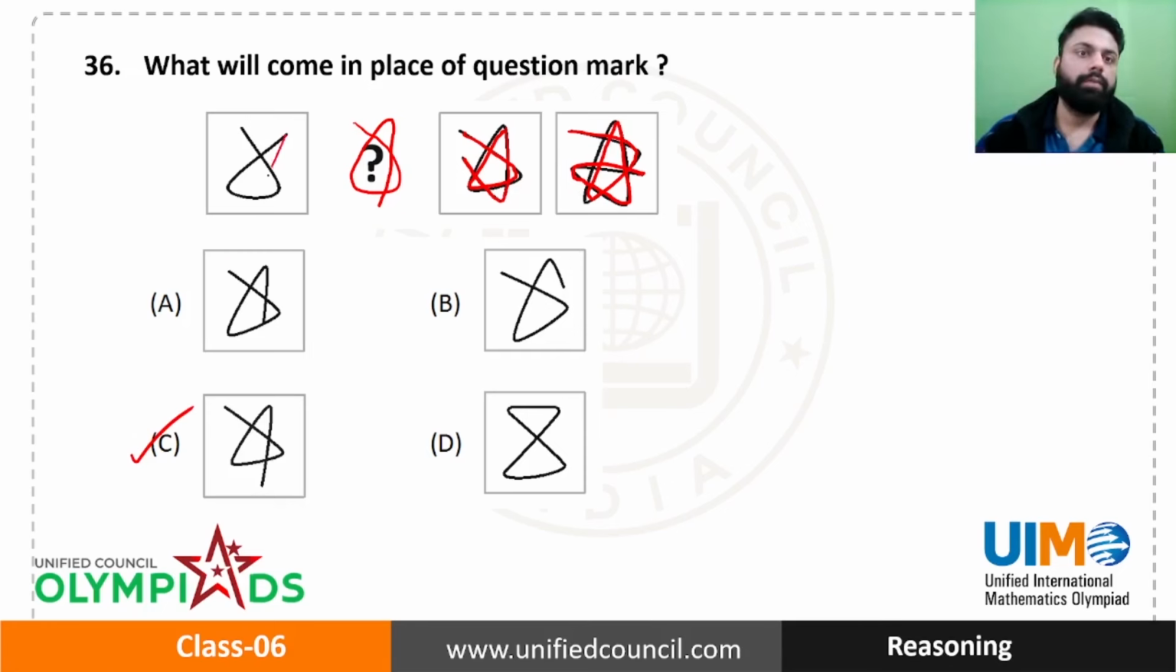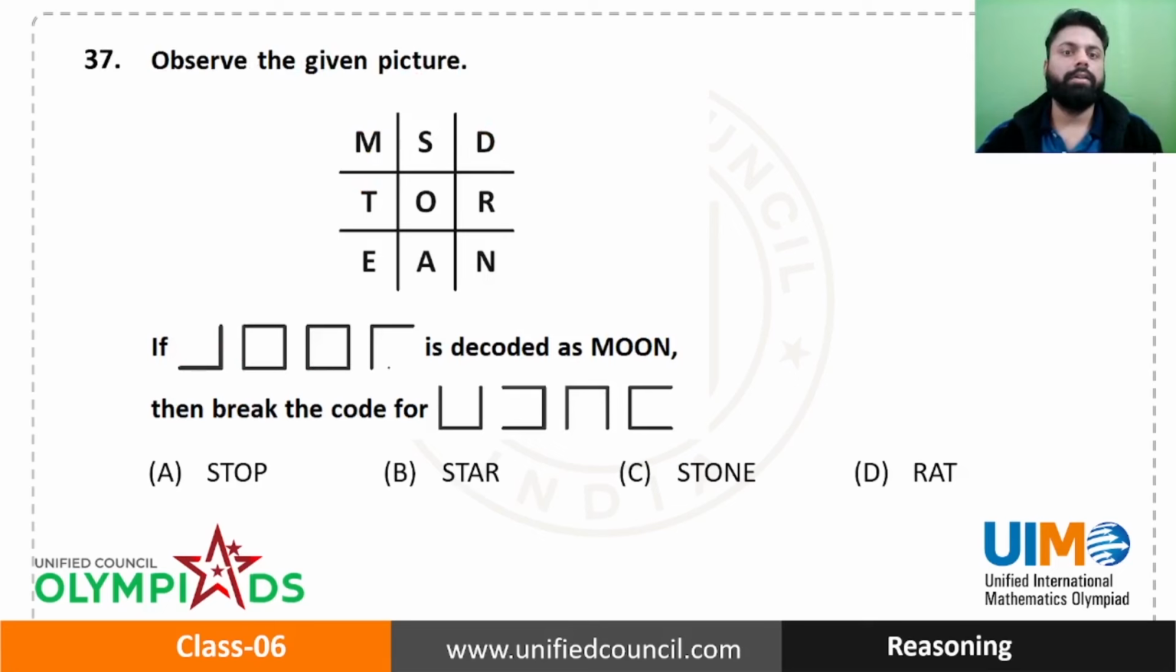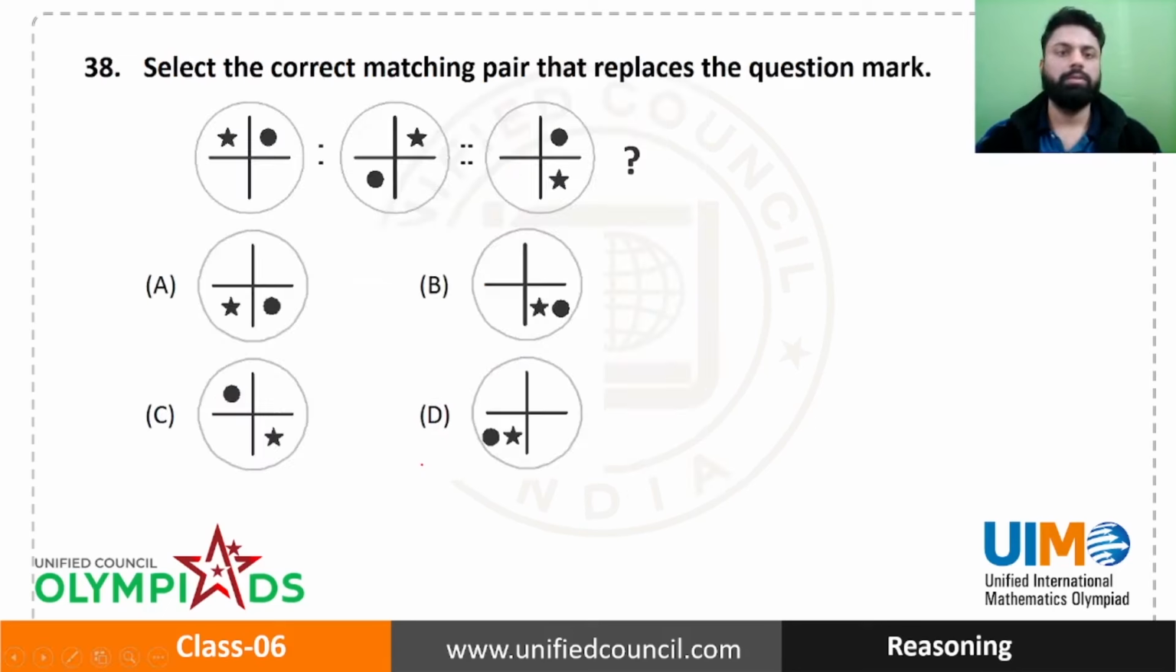Next one. Observe the given picture. If this is decoded as moon, so see, for M we are putting this part, for O we are putting the entire part 2 times, and for N like this. Then what will be the code for this? See, S, T, then A, then R, star, the option.